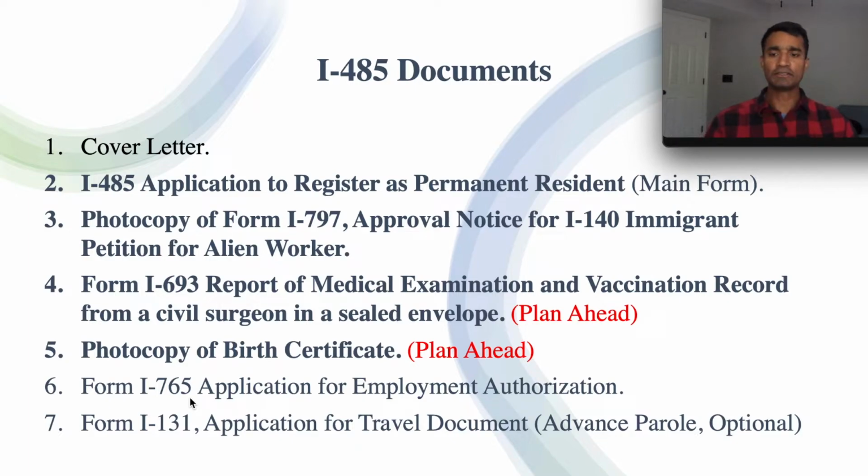The other form which generally people send is Form I-131, which is the application for travel document. This is also called advance parole. This is also an optional document. This is the document that you can use to travel abroad while your 485 application is pending. In my case, I did not want to travel, and generally people would recommend against traveling while your 485 is pending. Because if you travel abroad while your 485 is pending, USCIS might assume that you have abandoned your application.